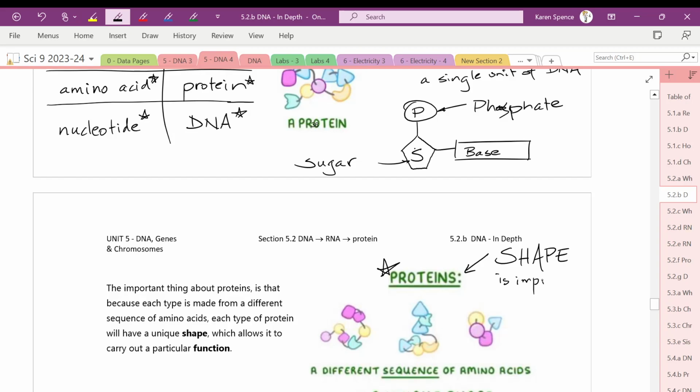Tell your partner, why is the shape important? Yes. Their function is determined by the shape. If you don't like the word function, you can just say its job is determined by the shape. If you have a nail, you do not want a screwdriver-shaped tool. You want a hammer-shaped tool. Yes? So the shape is important. It determines the function.